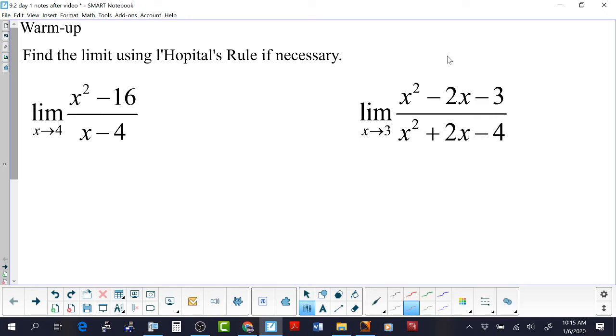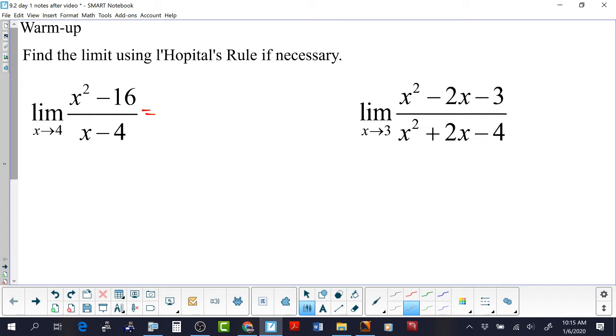But we're going to find the limit using L'Hopital's rule. We've already covered this kind of informally. I said, hey, this thing exists, you can use it. But now we're really formally looking at L'Hopital's and all its uses. So find the limit using L'Hopital if necessary.